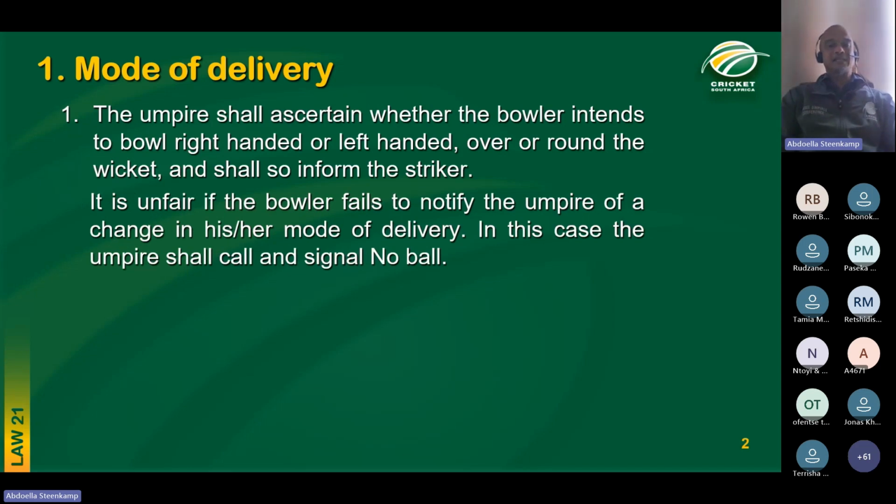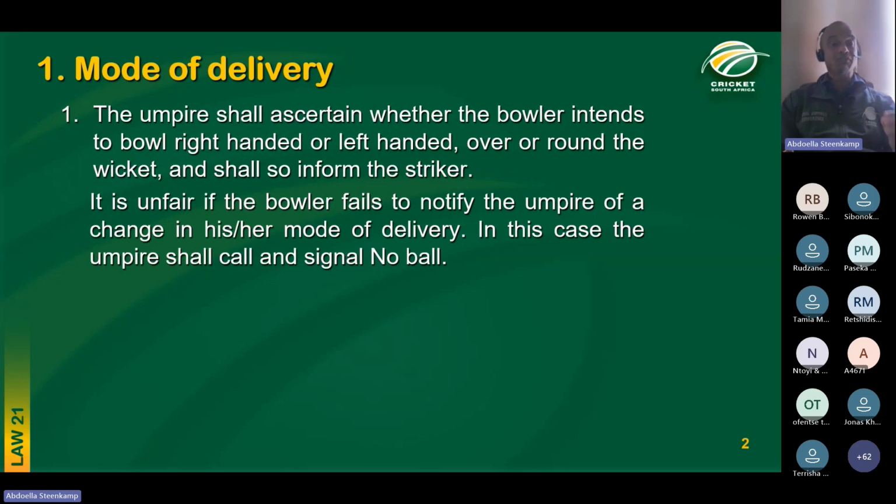Now the law sees it as unfair if the bowler changes his or her mode of delivery after informing you. Let's say the bowler informs you, I'm bowling right-handed, right arm over the wicket, and then suddenly the bowler bowls with the left arm. The law sees that as unfair. And if a bowler does change their mode, let's say from right to left-handed or from over to around the wicket, the umpire needs to call and signal no ball.